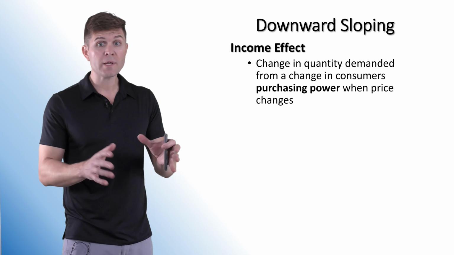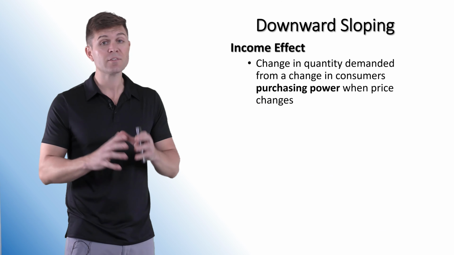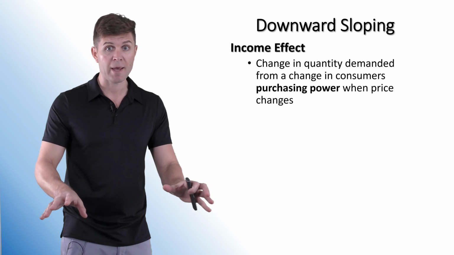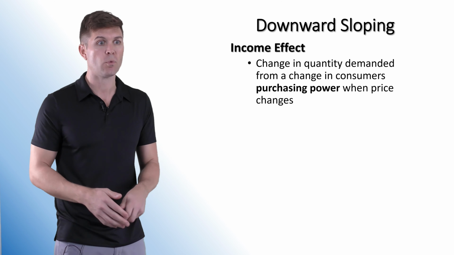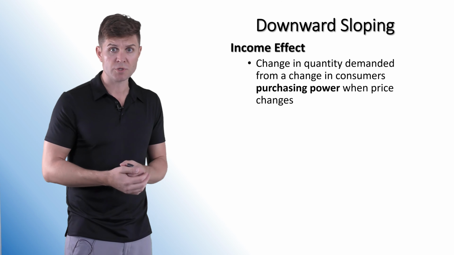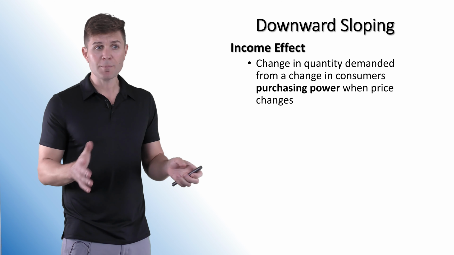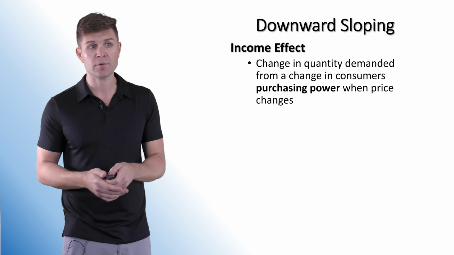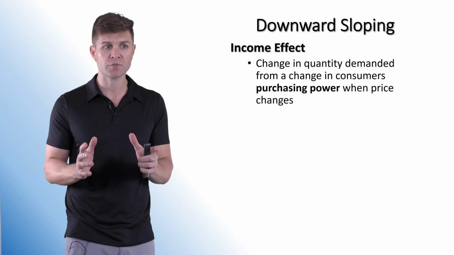Now, the downward sloping nature of the demand curve has a couple different reasons. The law of demand is the big reason for it, but the income effect and substitution effect come into play as well. The income effect is a change in the quantity demanded from a change in the consumer's purchasing power when price changes.